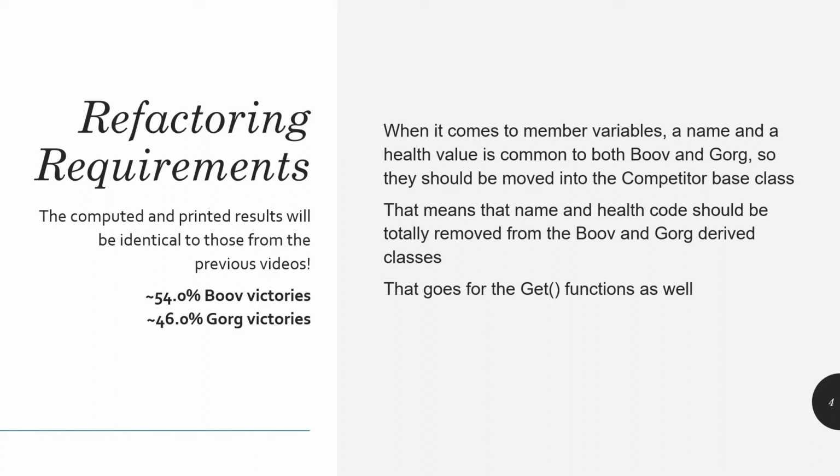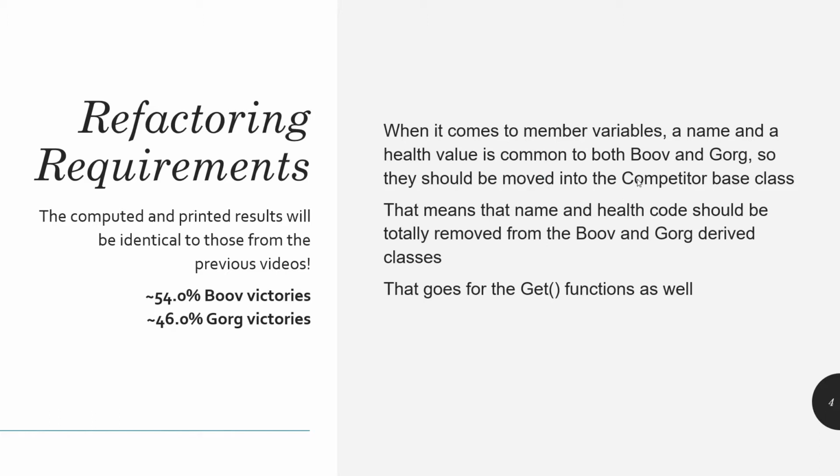So when it comes to members, I'm just going to say this fast now, and then we'll come back. This is kind of like the introduction of what we are going to do, and then we're going to do it in a couple minutes here. So when it comes to the member variables, the name and the health and the shield, and this time around when I changed everything up, I added a shield value. All 3 of those things are common to both boov and the gorg. So we should probably move those things up into the competitor base class. All those 3 member variables.